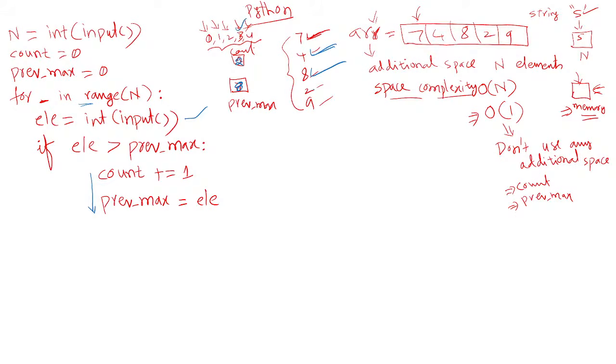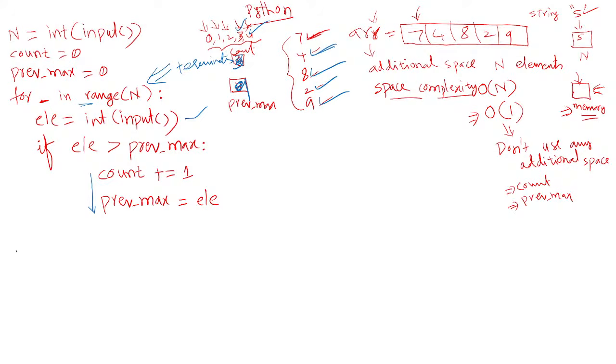Then it repeats for the next number 2. Element is now 2. Is 2 greater than 8? No, it won't execute. It repeats for the next number 9. Is 9 greater than 8? Yes, so count becomes 3 and previous max becomes 9. Then it goes up, the range values are over, and the loop terminates.